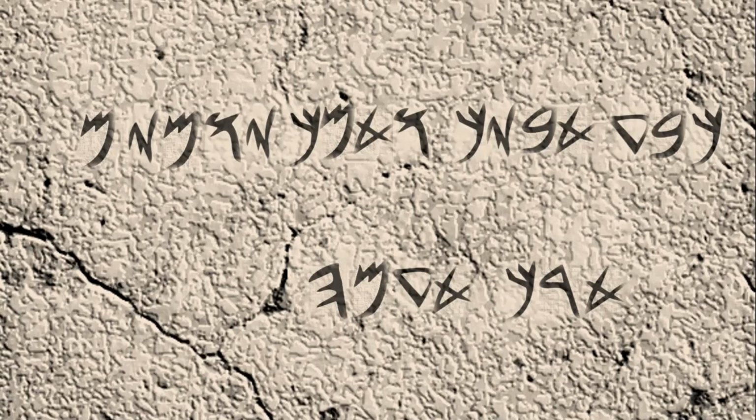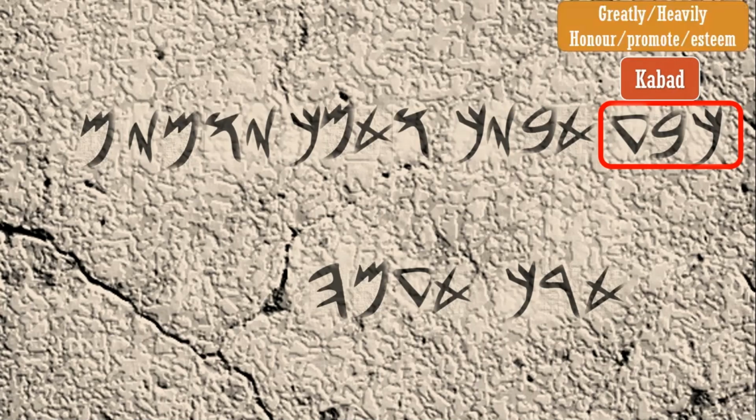So in that case, you would not have seen the separation of the words. There would have been a way in which you read them based on your understanding of how letters are placed together to form words based on the meaning of the roots. So the first word in this script is the word kabad, or kabud, kabad. And this means greatly or heavily honor or promote or esteem. So what or who are we being asked to greatly honor or to heavily honor or to greatly esteem or to heavily esteem?